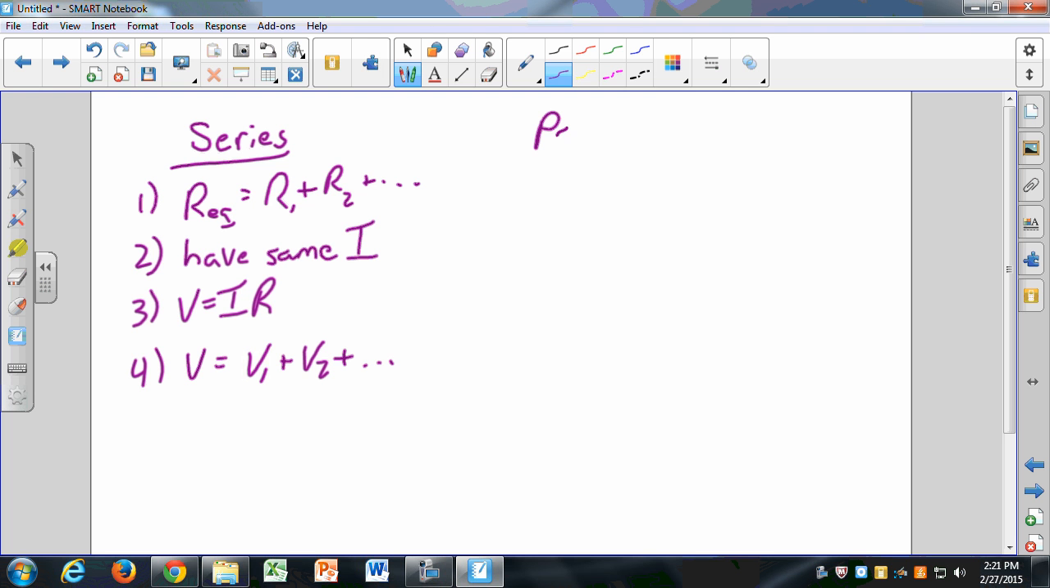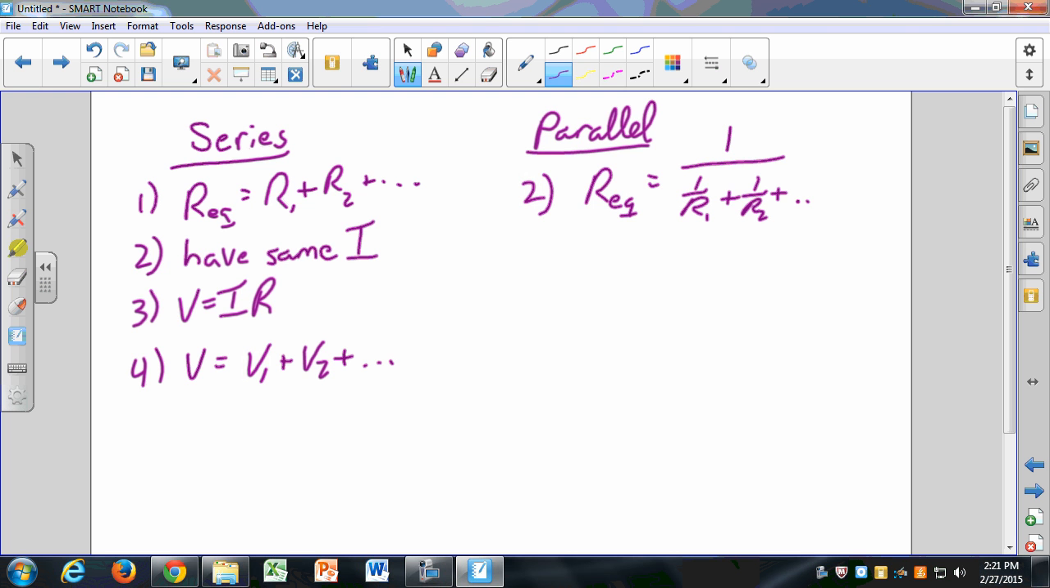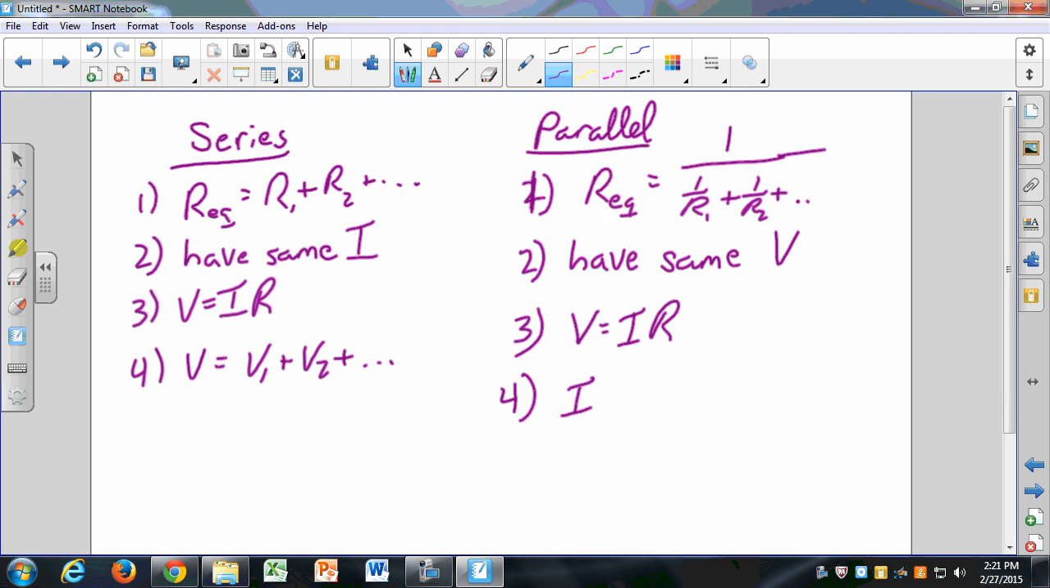All right, for parallel, resistors in parallel have the equivalent equal to 1 over R1 plus 1 over R2 plus however many resistors you have. Oh, see, that's rule number 1. Rule number 2 is they have the same voltage. Rule number 3 is V equals IR. And rule number 4 is that I total equals I1 plus I2 plus dot dot dot.